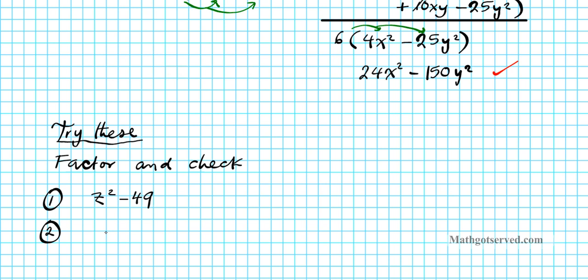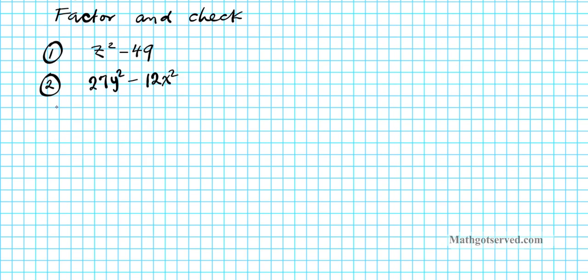is 27y squared minus 12x squared. And then last but not the least, number 3 is 16s squared minus 36t squared. Okay, so what I'd like you to do is factor these completely and post your answer in the comment section below so I can know if you mastered the process or not.